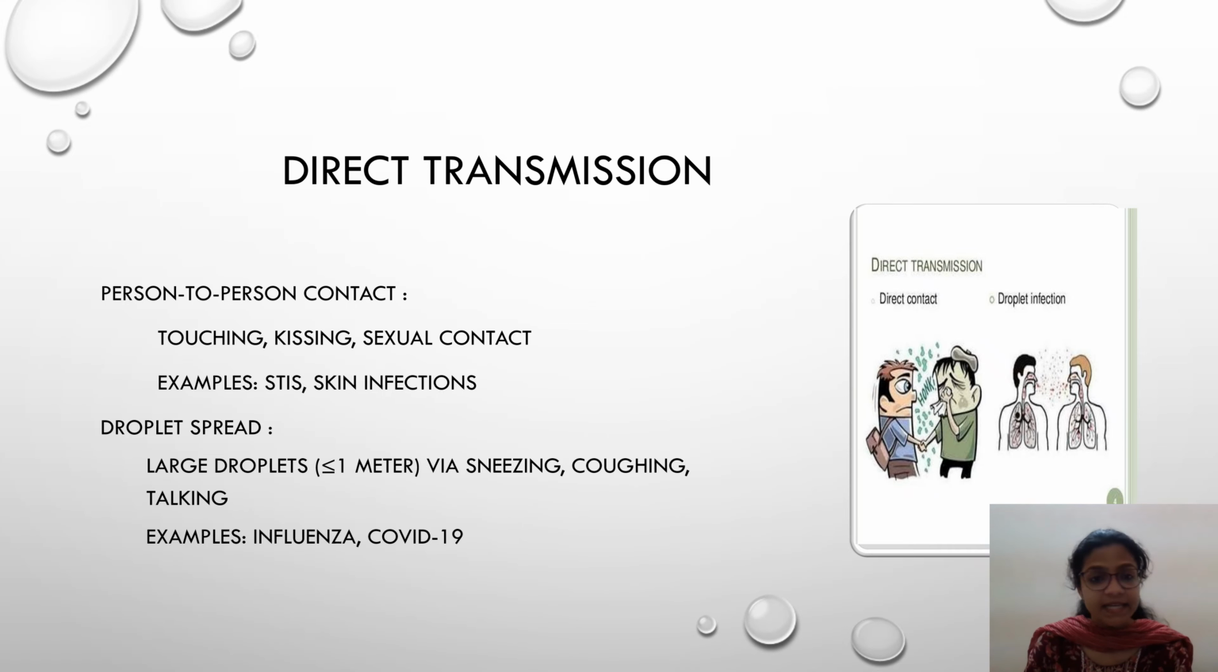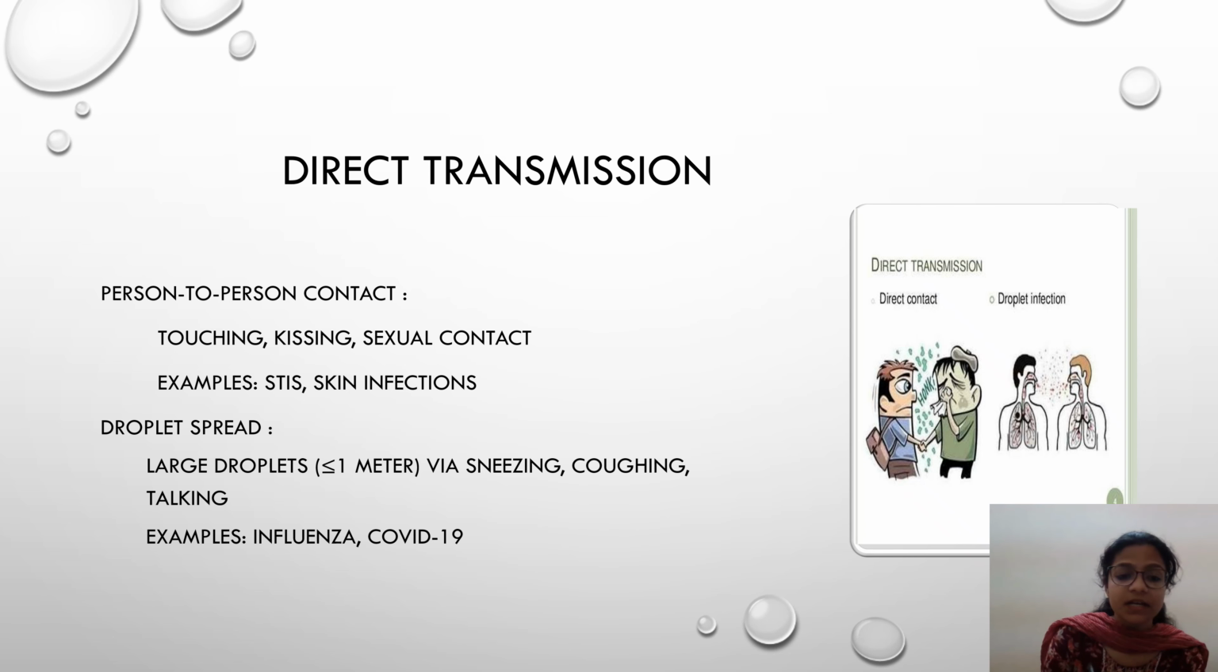First one is direct transmission. Direct transmission happens through person to person contact or droplet spread. Person to person contact involves direct physical contact such as touching, kissing, or sexual contact. Examples include STIs, sexually transmitted infections, and also skin infections.